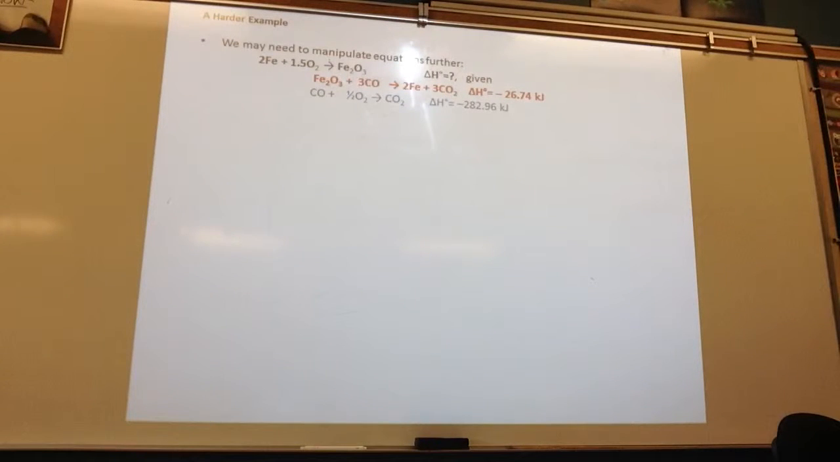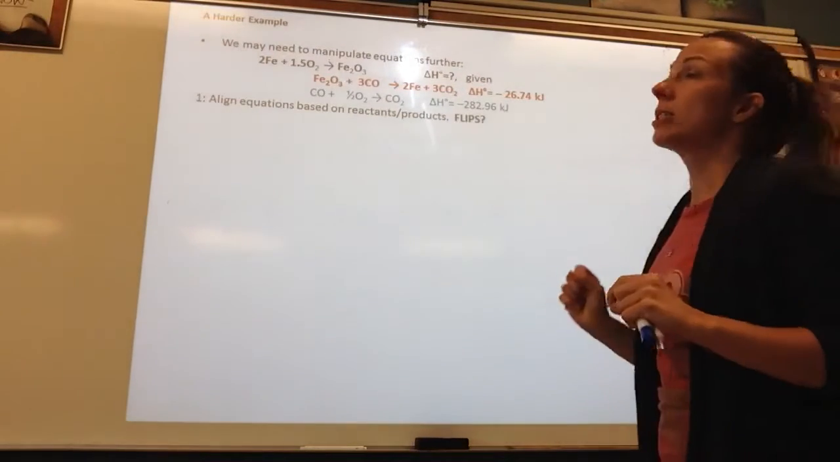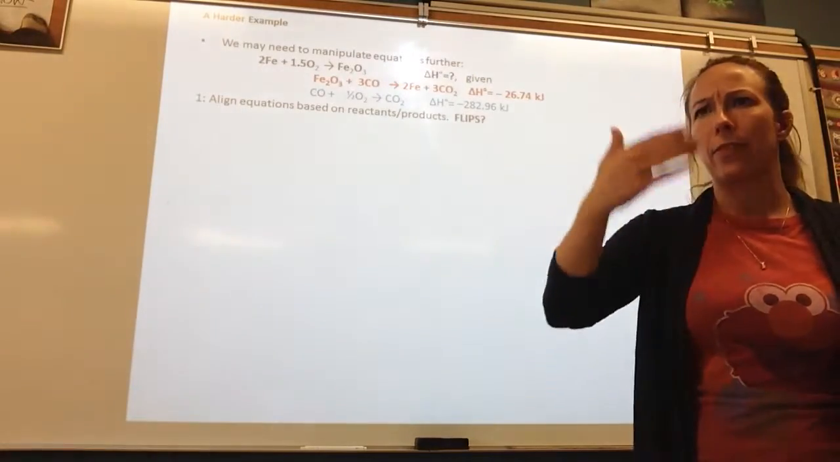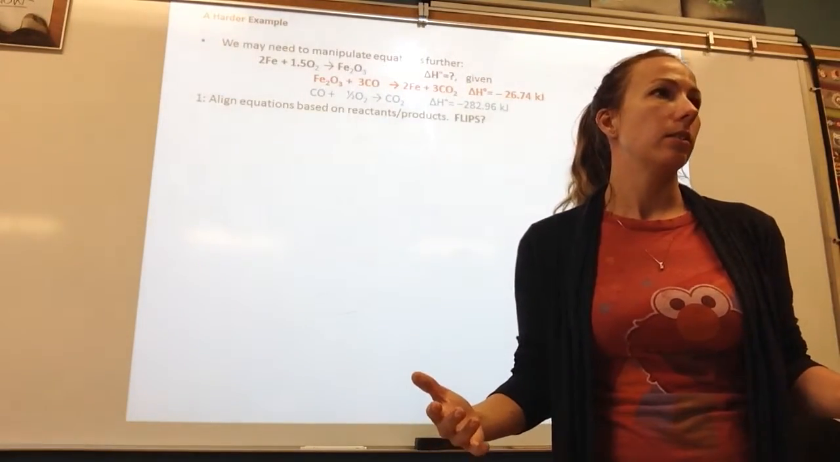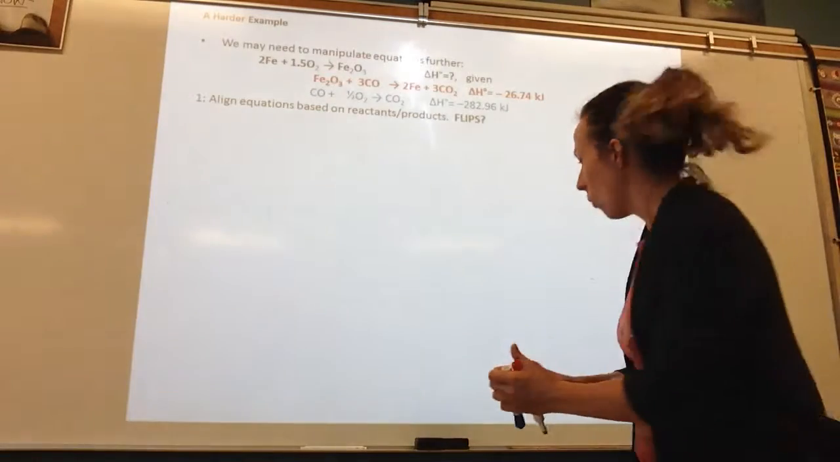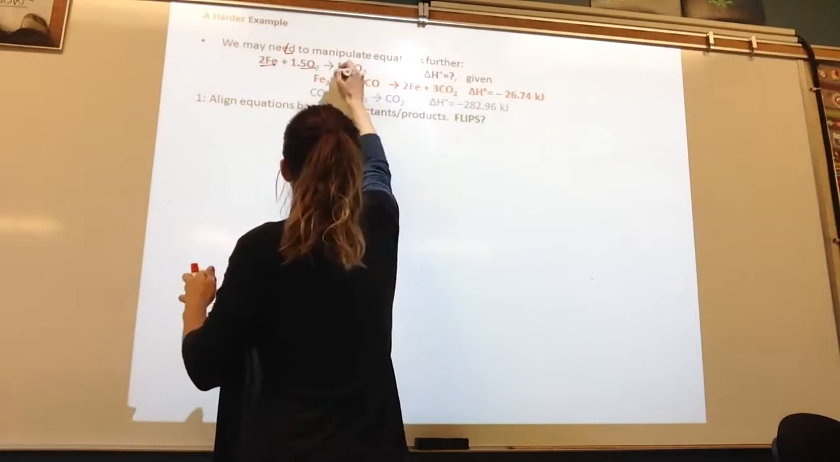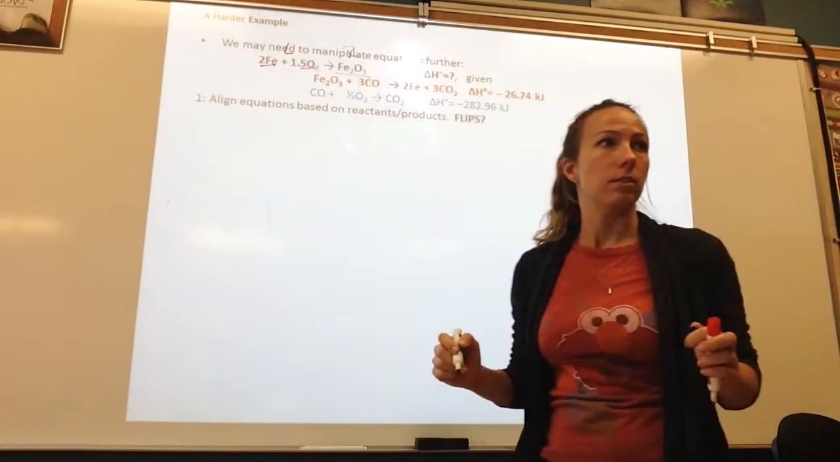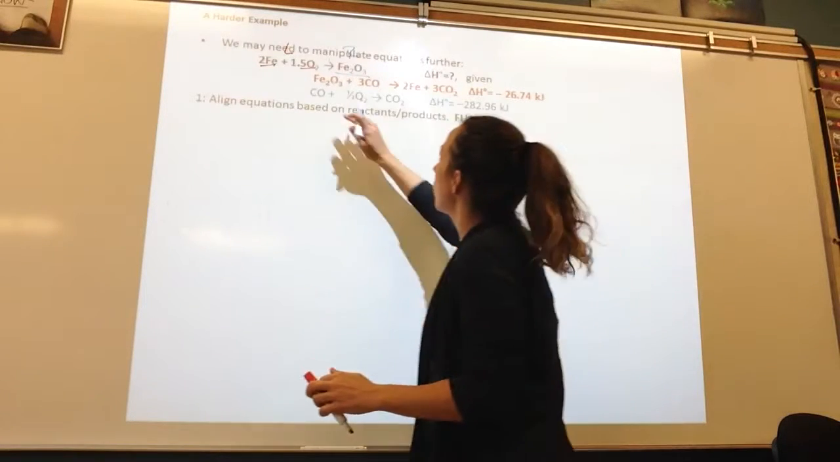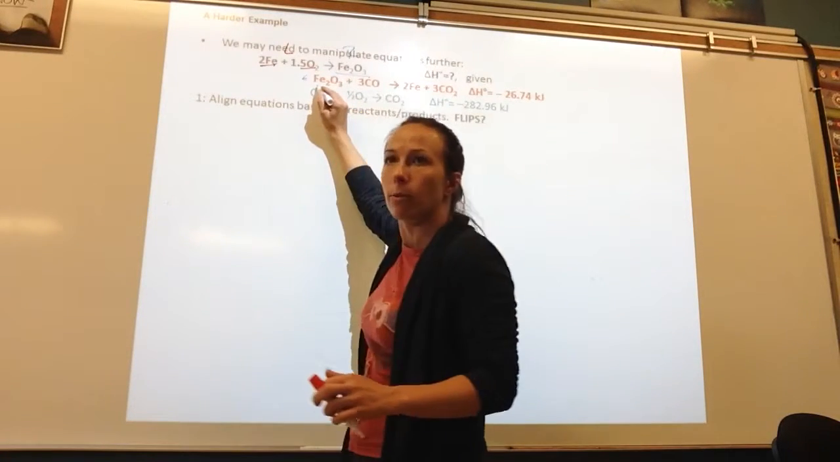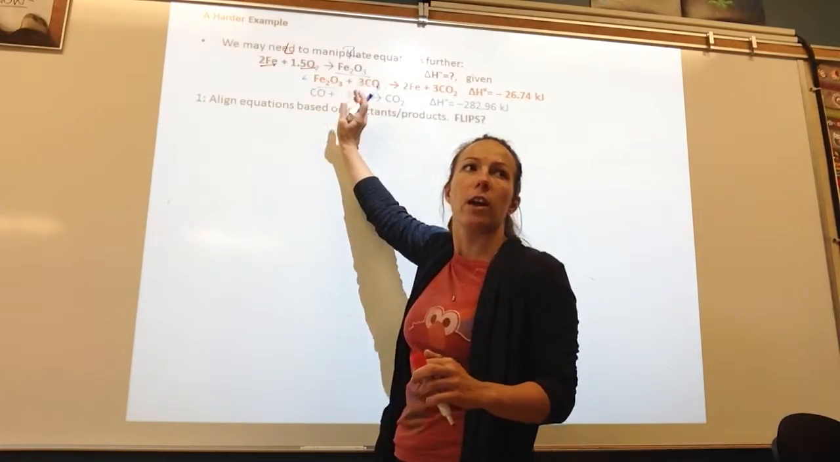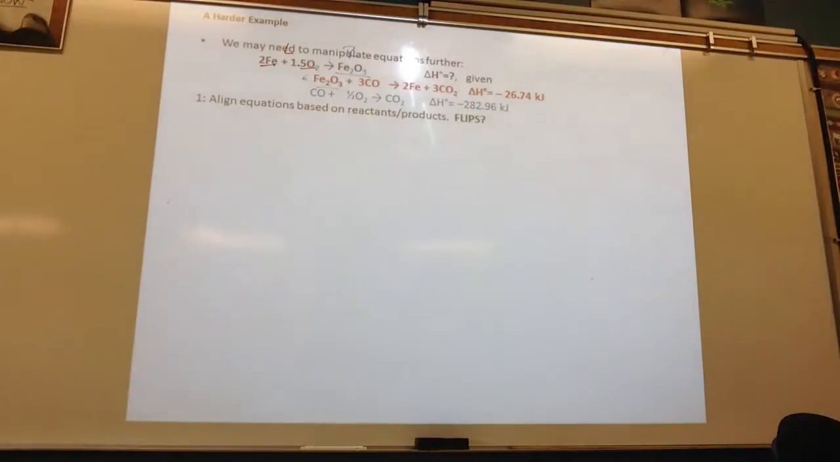So, we need to now think to ourselves, do we perhaps need to flip one of these equations so that when we add them, it's on the correct side in the end? Does that make sense? So, what do I want? I want iron and oxygen on the left, and I want iron oxide on the right. Everybody okay with that? And so the first equation that was given to us, we have a problem. The iron oxide is on the left. And when I add it up, it's going to end up being a reactant instead of a product. And I don't want that.